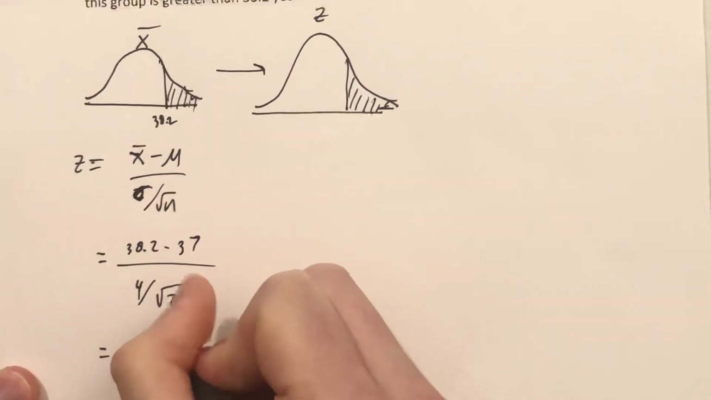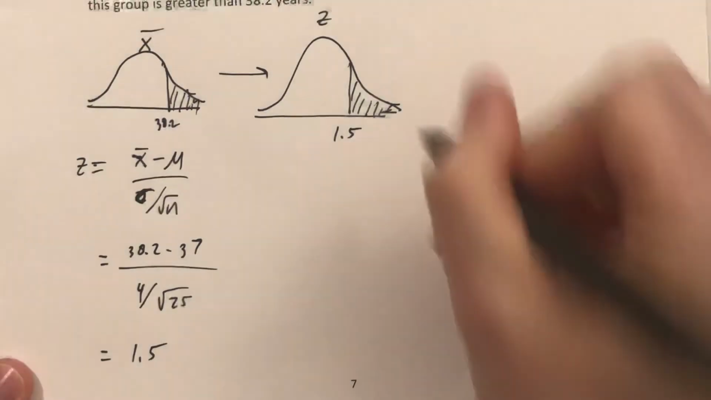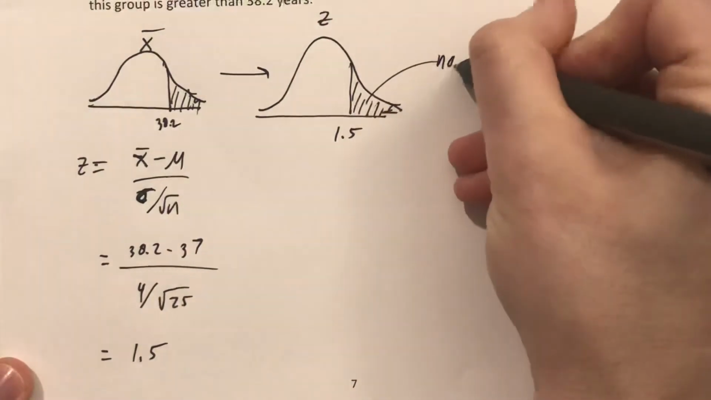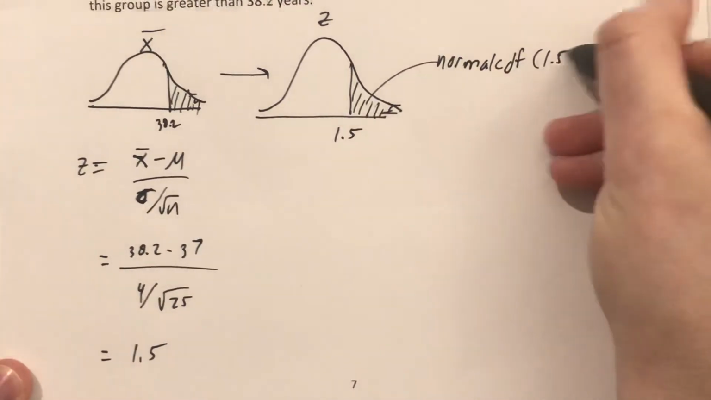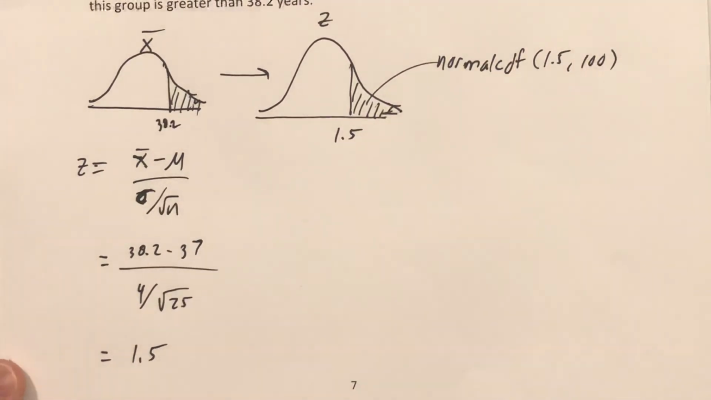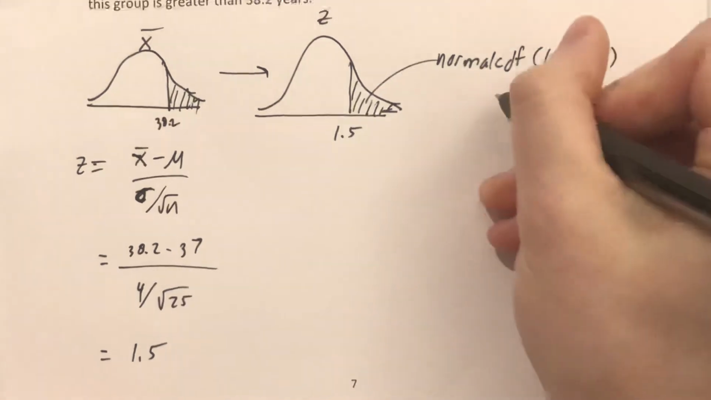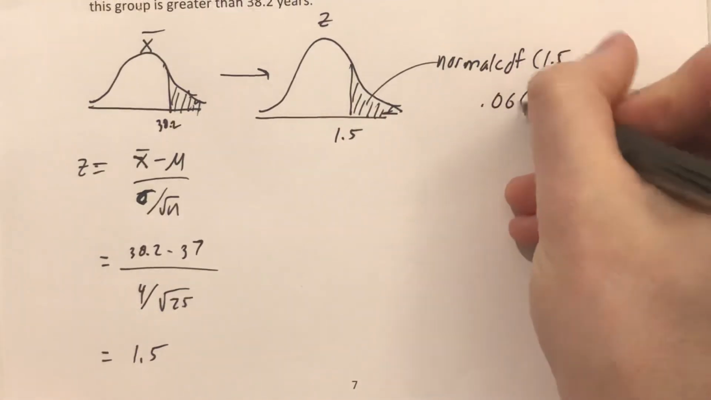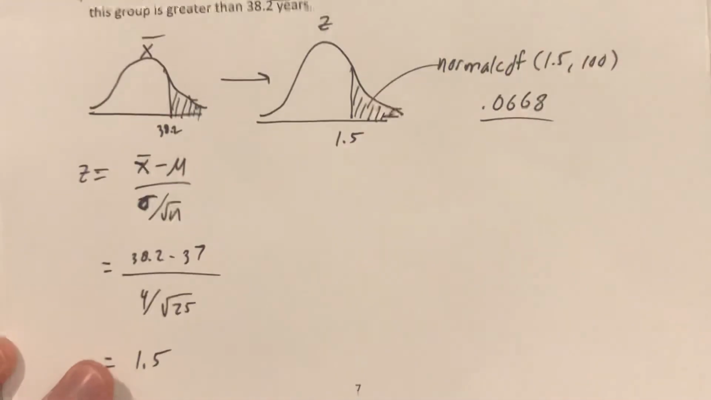And that's coming out to be 1.5. So that is our z-score labeled that boundary. And so we can go to a normal CDF of 1.5 to 100. 0.0668 to 4 places. So that's our probability.